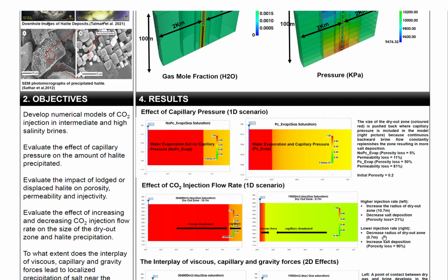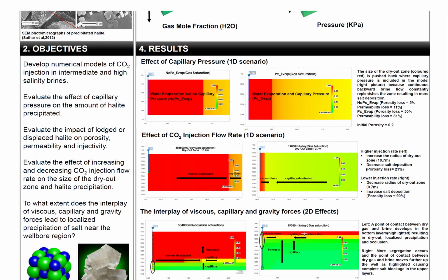So we have that the dryout zone is 0.7 meters, but there is an increase in salt deposition in this case because of the constant replenishment of the near wellbore region. With more brine, we had more salt depositing in the near wellbore region, and there was an increased salt deposition of 90%. So the well here is almost completely blocked because of the increase in brine influx due to capillary pressure.